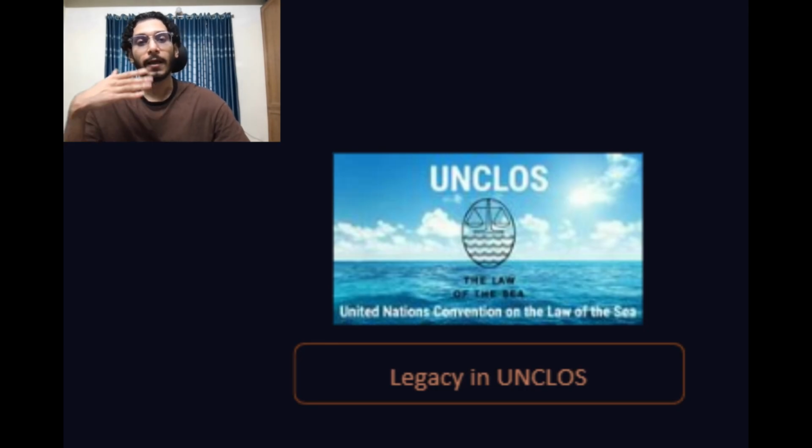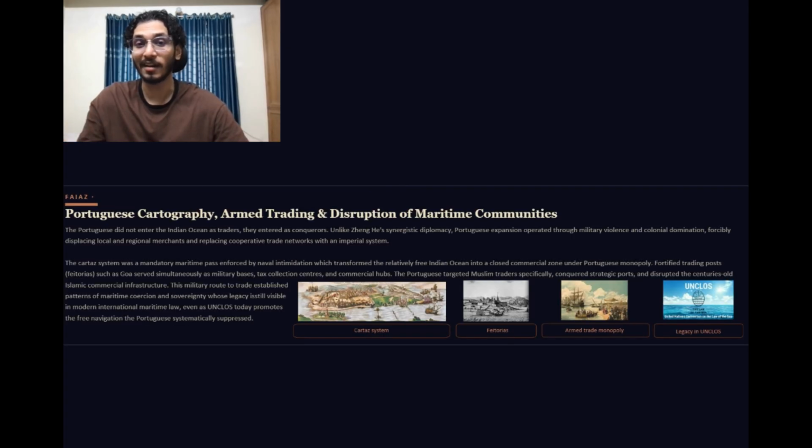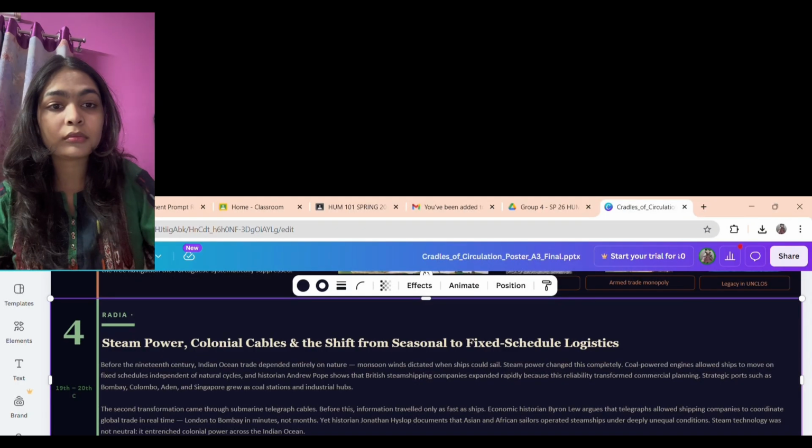And here's what's interesting. In many ways, UNCLOS exists because of what the Portuguese started. Because once you have one empire saying these are our waters, eventually the whole world has to sit down and agree on rules to prevent that from happening.